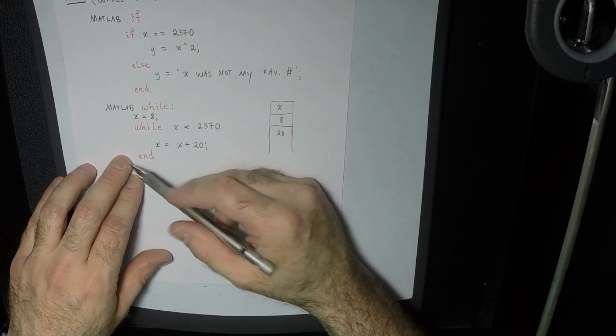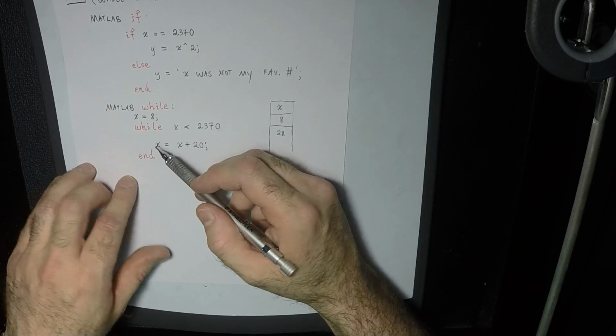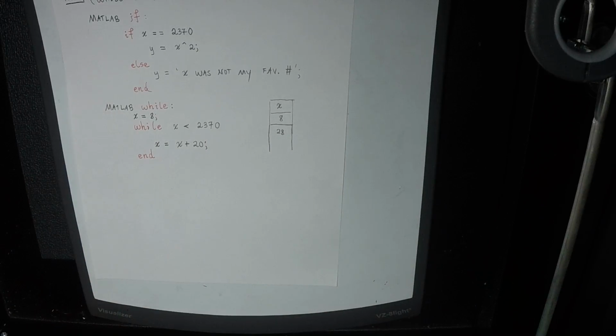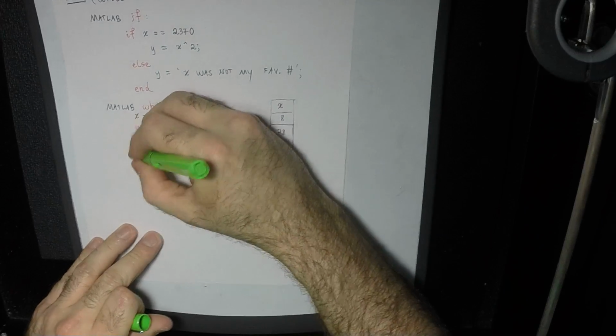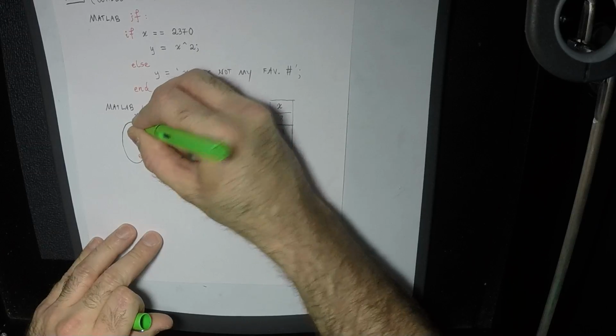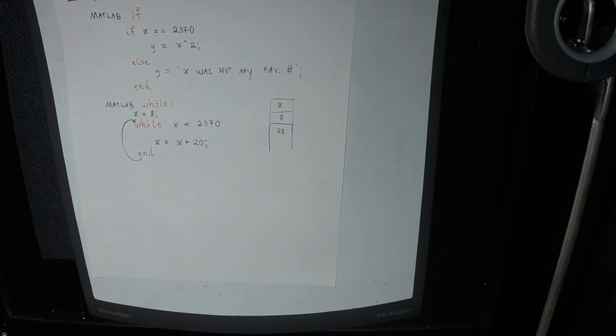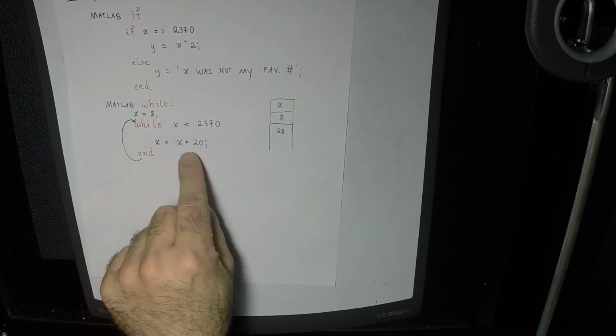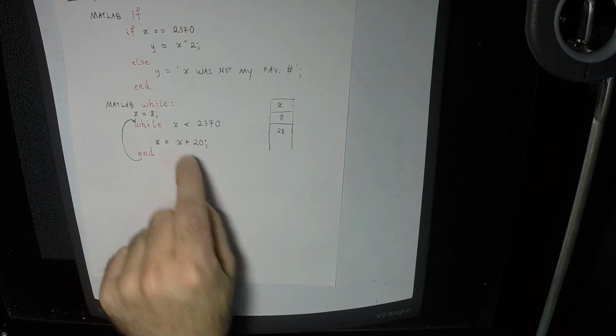So it comes down to the end, and then it jumps back to the top, which is why it's called a loop, because conceptually you can think that this goes back up here like this. Okay, so now it hits the while and looks at the predicate and says, you want me to check if the current value of x is less than 2370? Well, the current value of x is 28. 28 less than 2370 is true. As a result, you enter the while block and evaluate that statement.